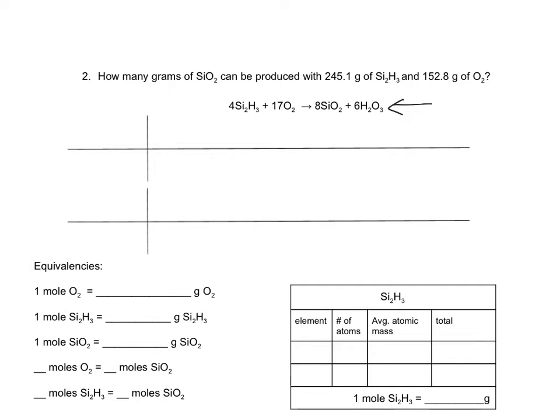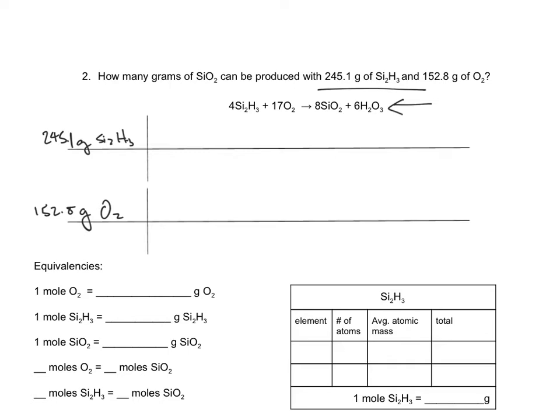So let's go look at our two givens. We've got two reactants here, and both have given quantities in grams. We've got 245.1 grams of Si2H3, which we'll put in this top part. It doesn't matter which one's top and which one's bottom out of the two charts, but that's the one I'm doing up there. And on the bottom, we'll do 152.8 grams of O2. Those are the two reactants we're starting with. We're going to see which one we run out of first. And we're also going to see how many grams we can make total.